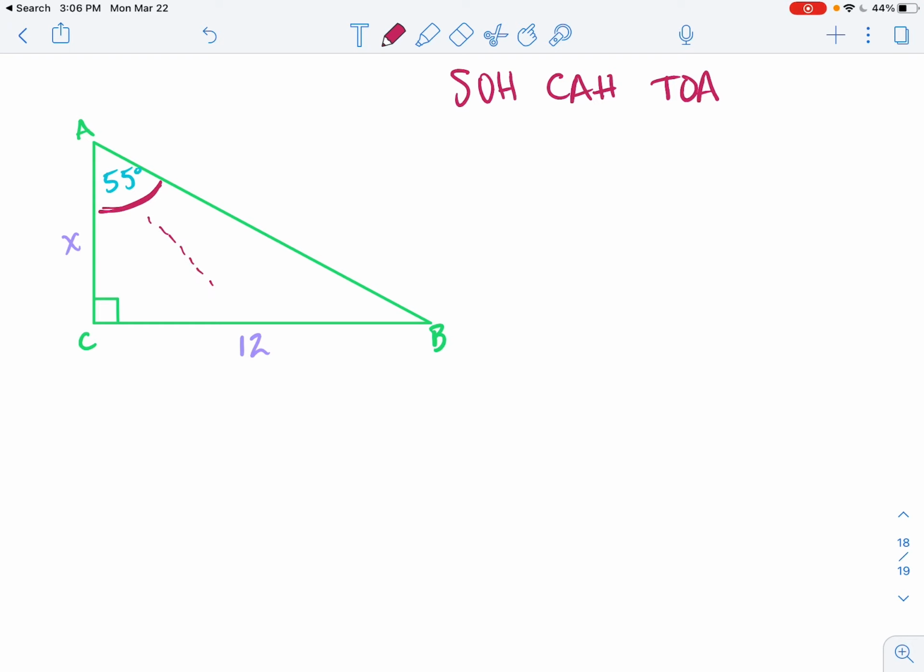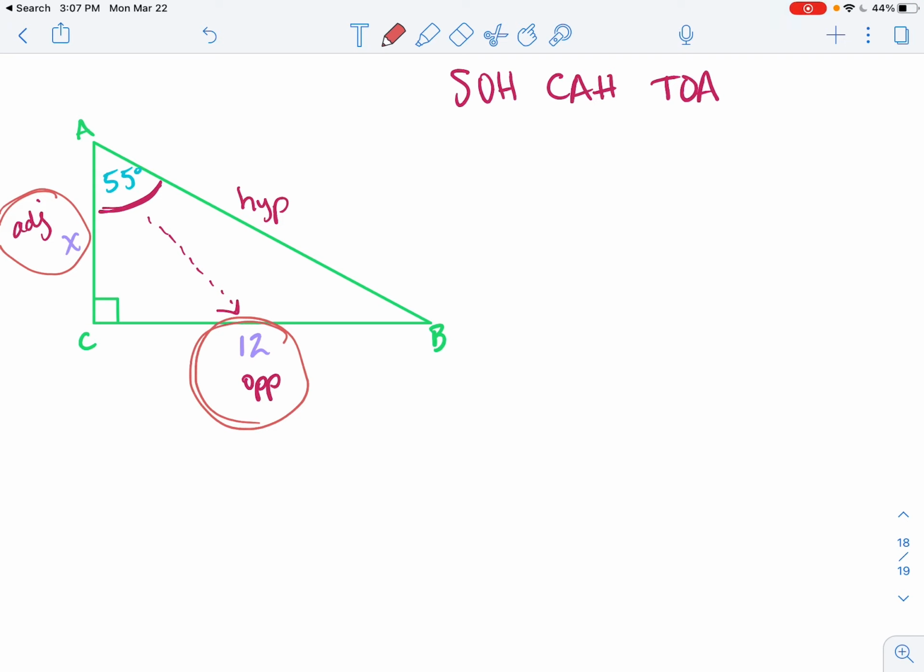Opposite that is segment CB. So 12 is the opposite side length. I know that AB is the hypotenuse because it's across from the right angle. And that makes x the adjacent side length. So the sides that I care about that will be helpful here are the opposite side, since I know the length of 12, and the adjacent side. That's what I'm trying to find. That's x.